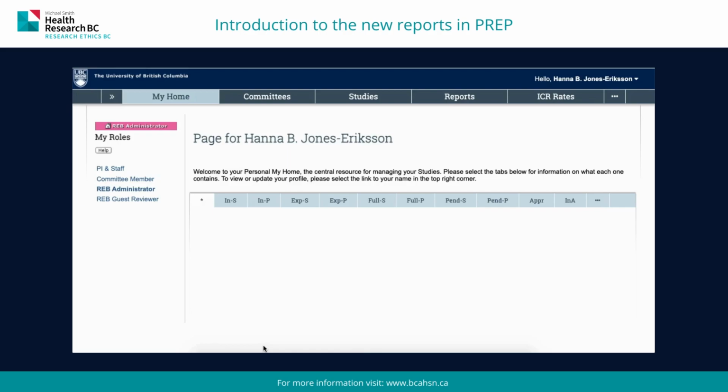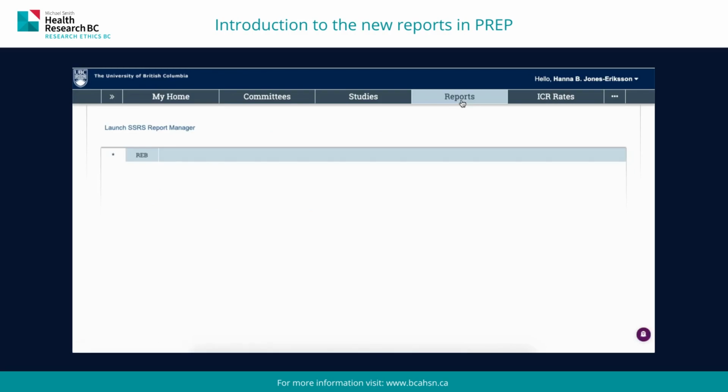First, how to find the reports. From your homepage in the platform, there will now be a Reports tab along the top, next to Studies and ICR Rates. Click on the Reports tab. Now click REB.